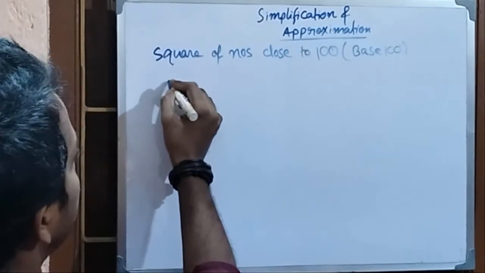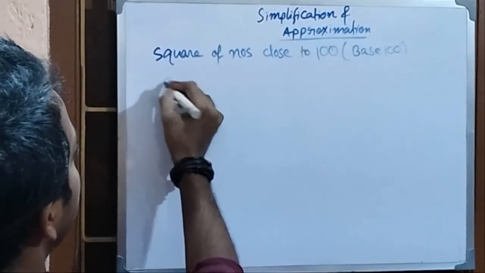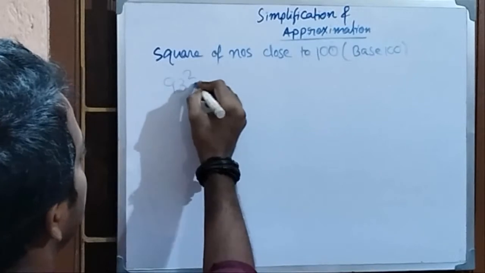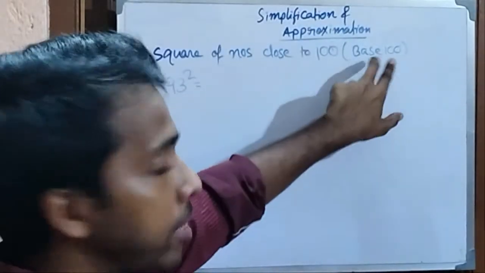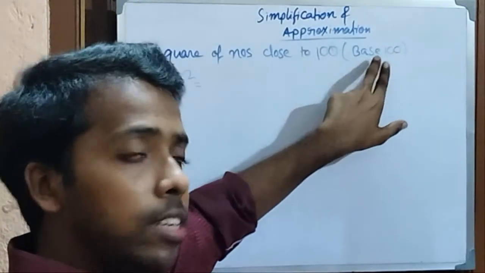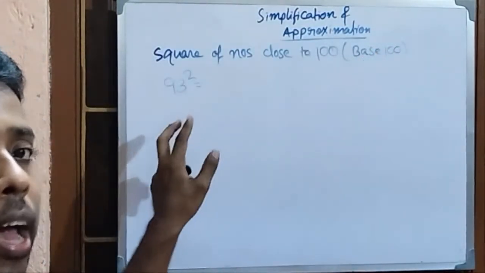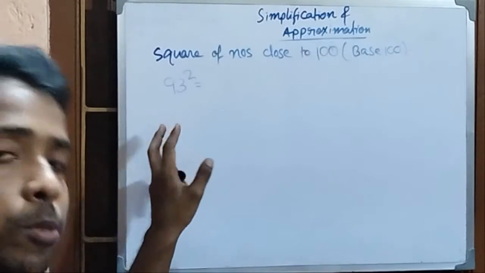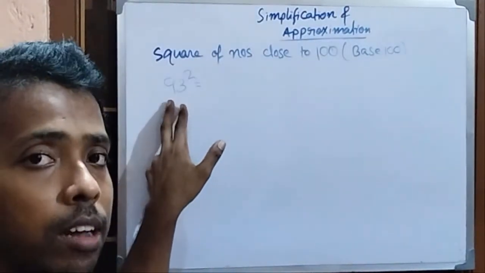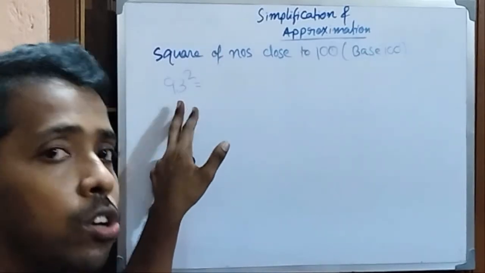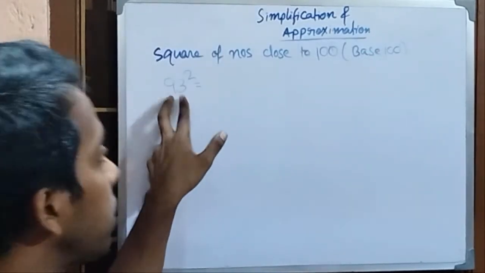Suppose, close to 100, I am taking 93 square. Here the base is 100, as I already mentioned. 93 is the number, and it is 7 less than 100. So 7 should get subtracted from the given number itself.